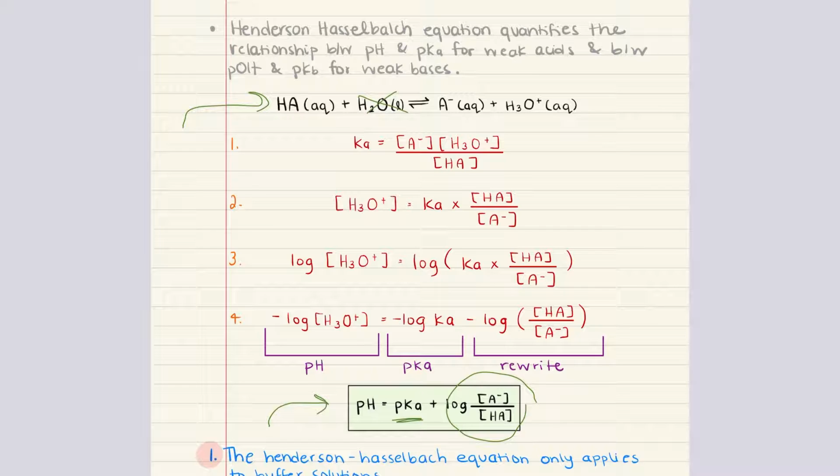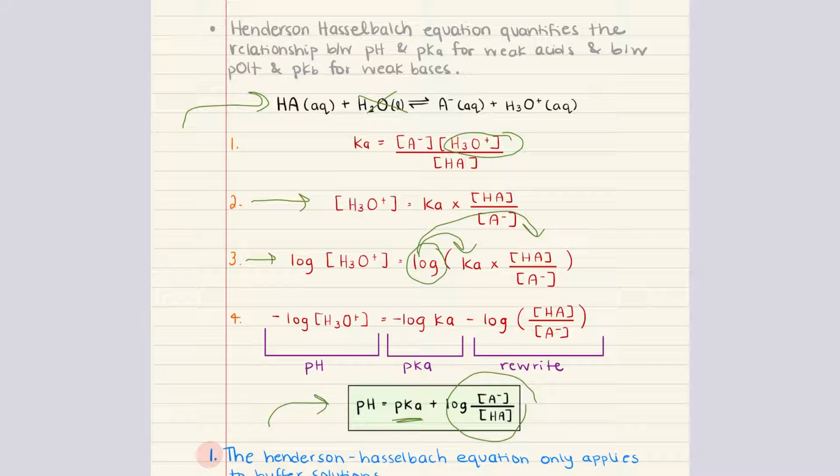Then from there, we can rearrange the equation to solve for the hydronium ion concentration. And by rearranging, we get the following expression you see here. Then we can take the logarithm of both sides, and that gives us equation 3. This log can then be distributed to both of these variables. And from there, we're also going to multiply both sides by -1.